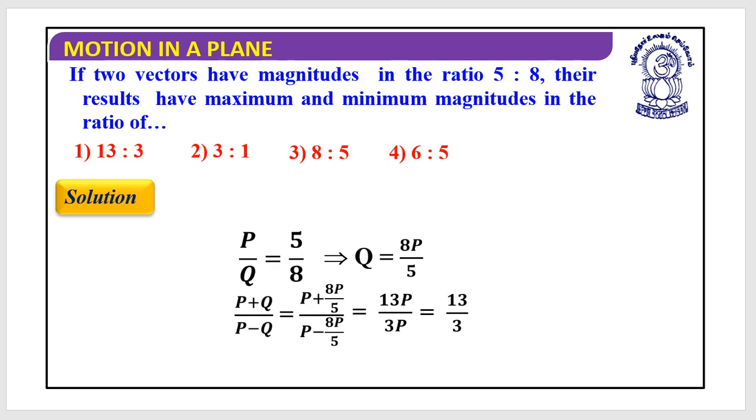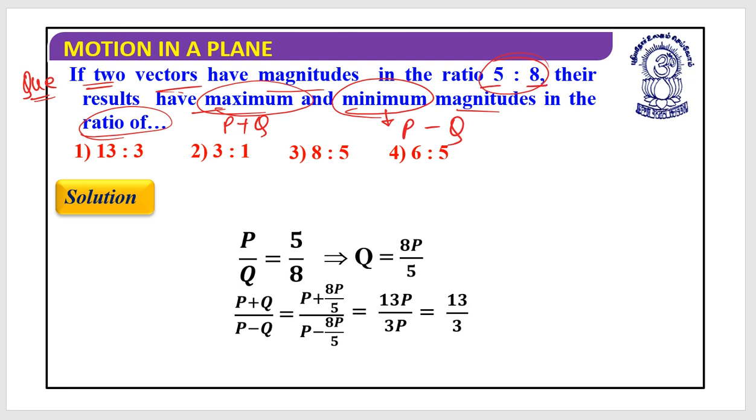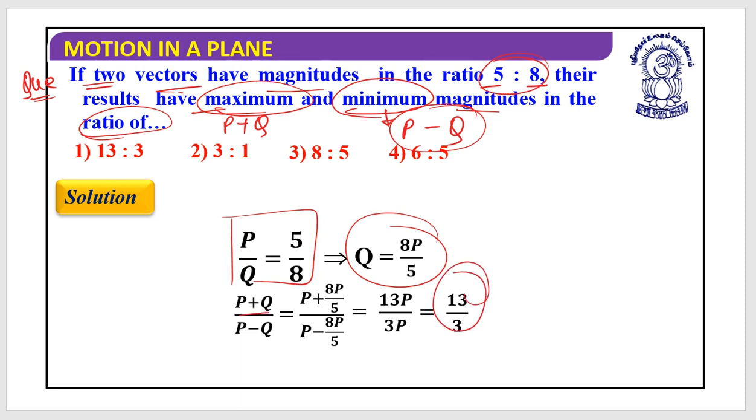Let's have it. What this says is that if two vectors have magnitudes in the ratio of 5 to 8, the resultant has maximum and minimum magnitudes in the ratio of, now what is maximum? It's an addition, p plus q. What is minimum? It's p minus q. Here it's 5 by 8, so p by q is 5 by 8, and from this I can have q equals 8p by 5, and I know that maximum is p plus q, minimum is p minus q, and the ratio would be 13 is to 3. Yes, very easy question.